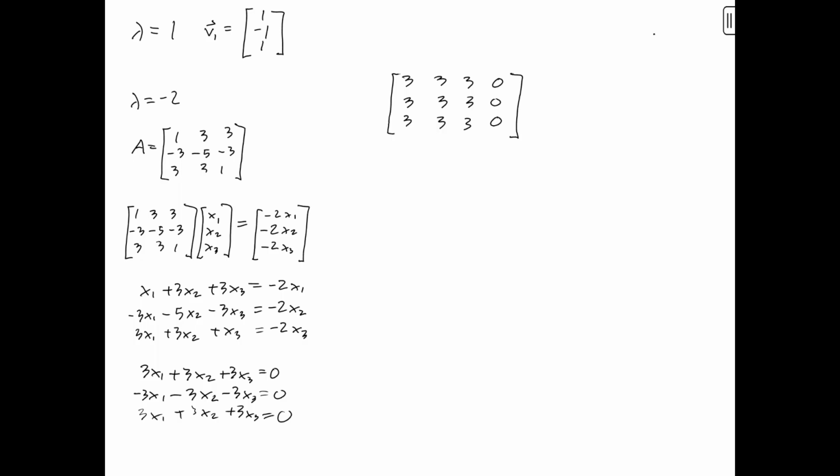Finding the reduced row echelon form of this is fairly straightforward. It is 1, 1, 1, 0, and then using that first row, I can zero out everything below it. So what I have is x1 plus x2 plus x3 is equal to 0. x2 is free, and x3 is free.